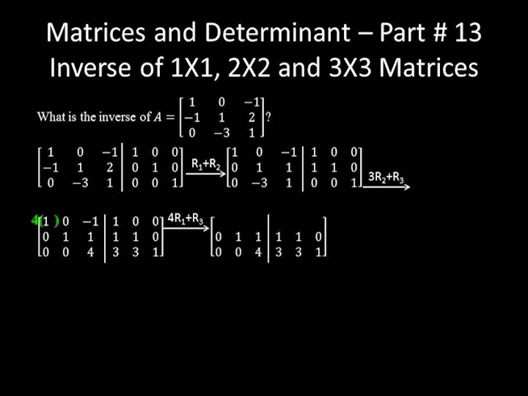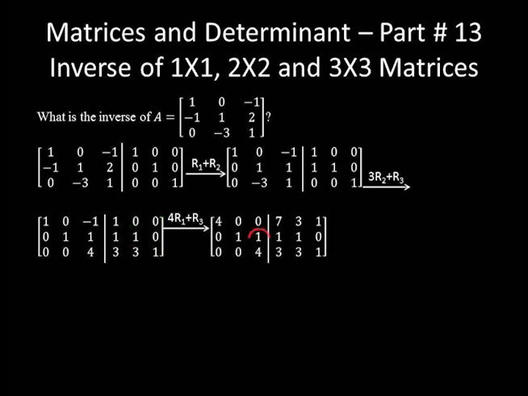4 times 1 is 4. 4 plus 0 is 4. 4 times 0 is 0. 0 plus 0 is 0. 4 times negative 1 is negative 4. Negative 4 plus 4 is 0. 4 times 1 is 4. 4 plus 3 is 7. 4 times 0 is 0. 0 plus 3 is 3. 4 times 0 is 0. 0 plus 1 is 1.